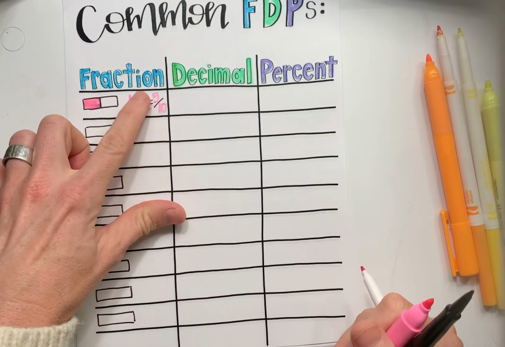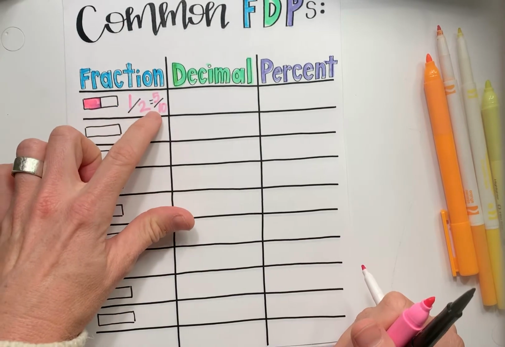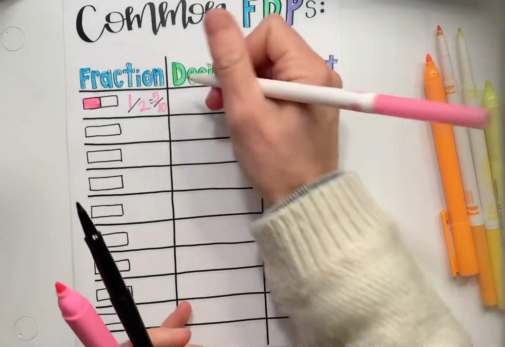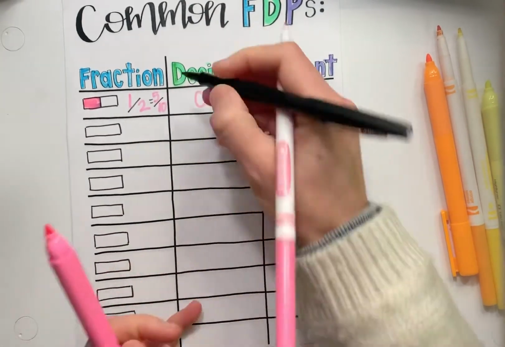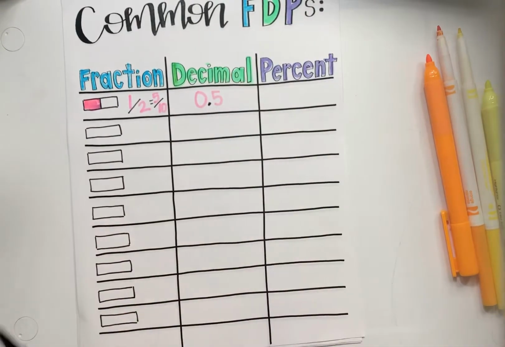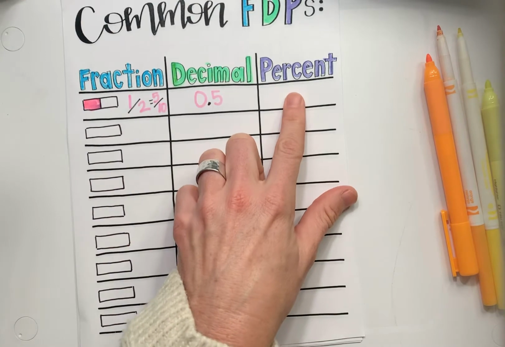So if I say out loud 5/10, and then I think of what does that look like as a decimal, I know it's going to be 0 and 5/10. All right, now the next conversion, we're going to look at what that is as a percent.